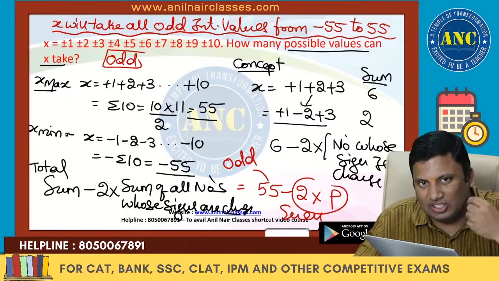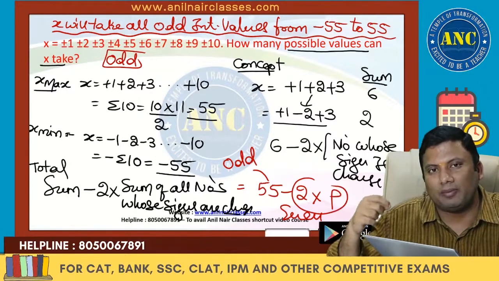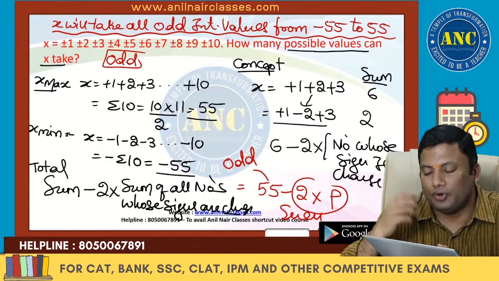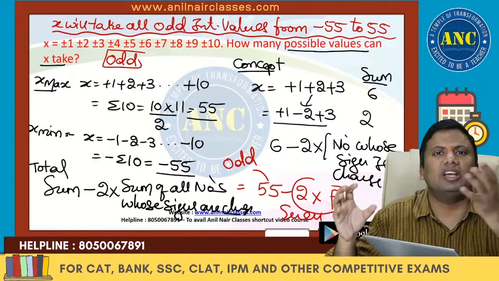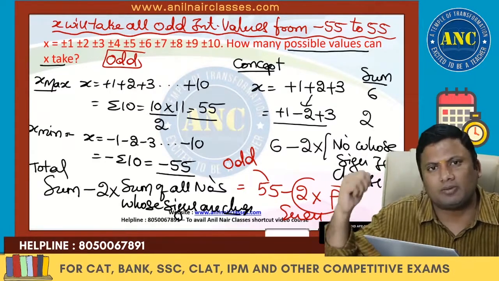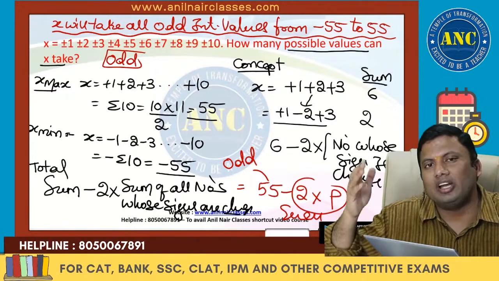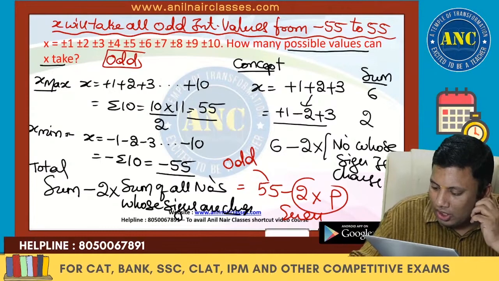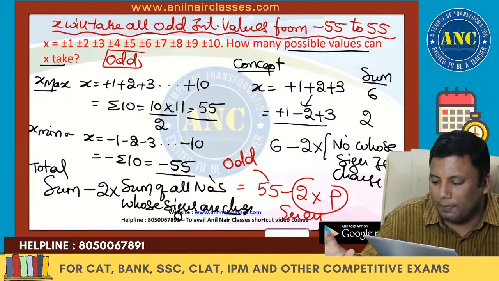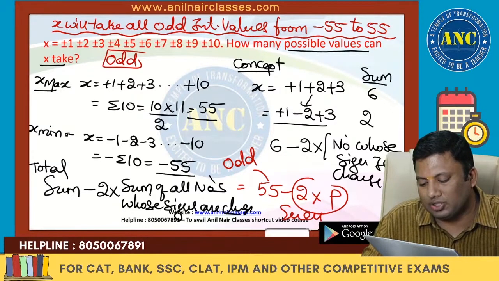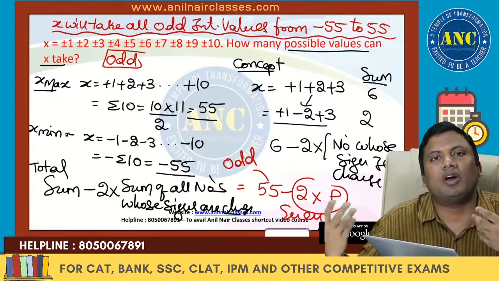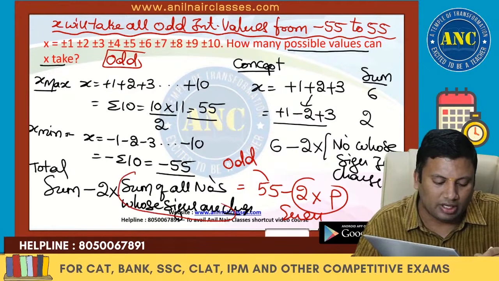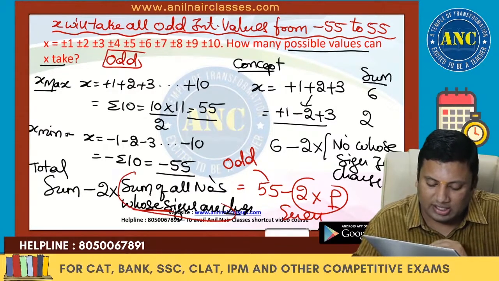If the sign is changed, if 2 is becoming minus 2, the net effect will be double the value whose sign is changed. If 3 is becoming minus 3, the drop is 6 only, right? If 4 is becoming minus 4, the drop is 8 only, right? If more than one number's signs are changed, add all those numbers and put it as 2 into that sum. This value I am calling p.